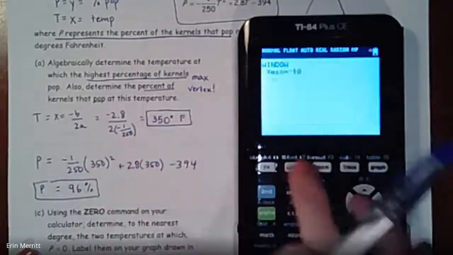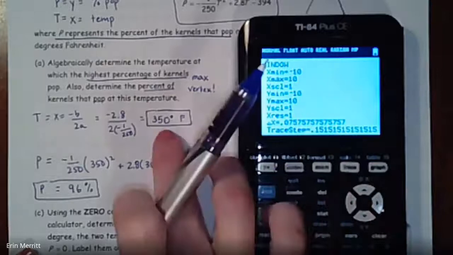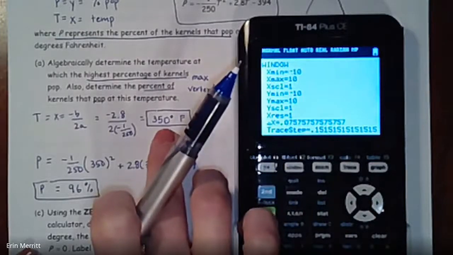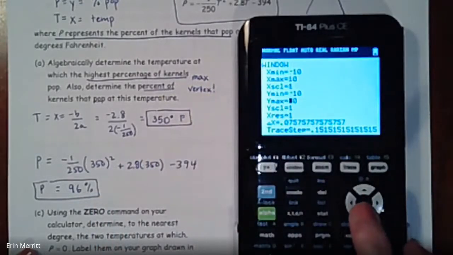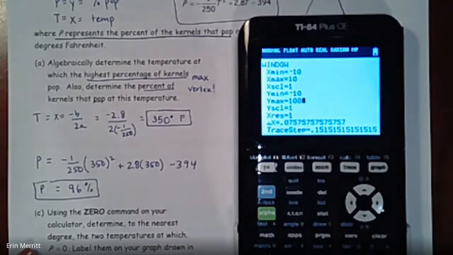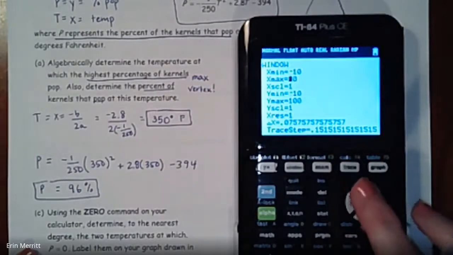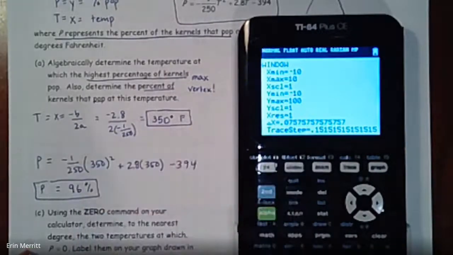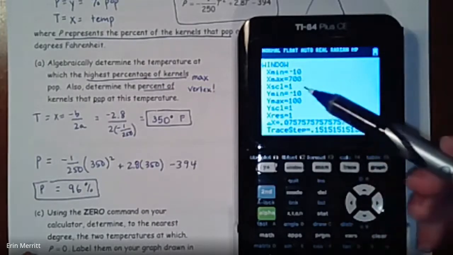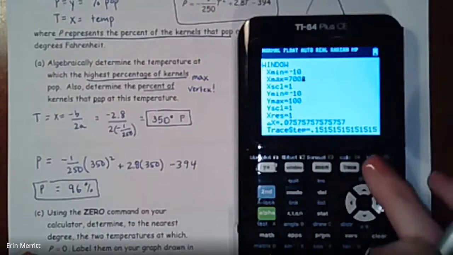So I'm going to change my window. I want to be able to see as wide as 350 and as high as 96. So my Y max, percentage-wise, makes sense to go up to 100 anyways. So I'll probably leave that at 100. If I only go to 350, I'm only going to see to the middle of the parabola. So if we double that, double 350 would be like 700. Let's try that for the X max. And then don't worry about the scales and whatnot. So X max 700, Y max 100, and let's graph it.